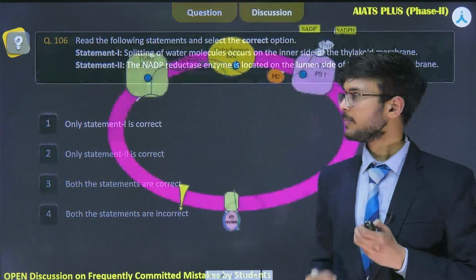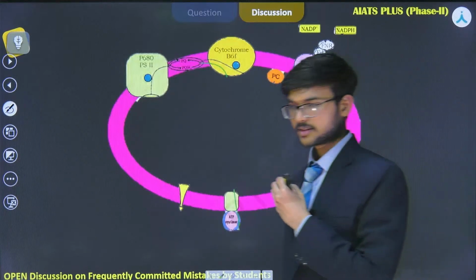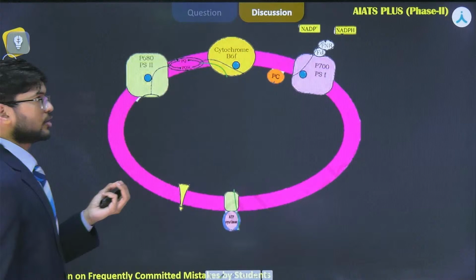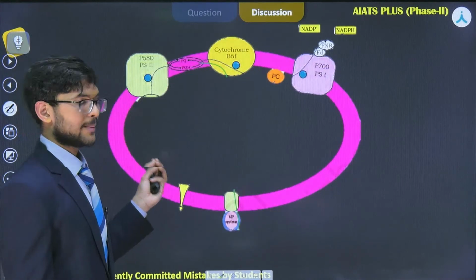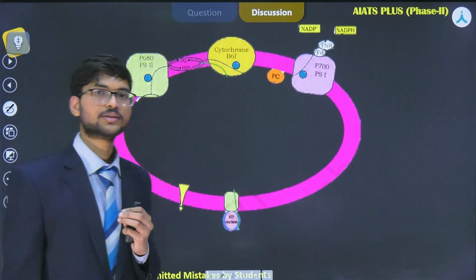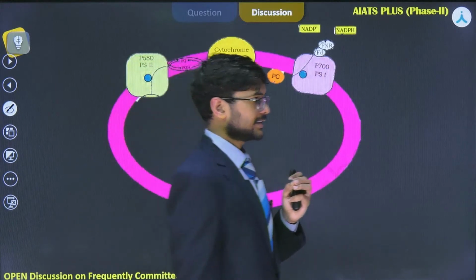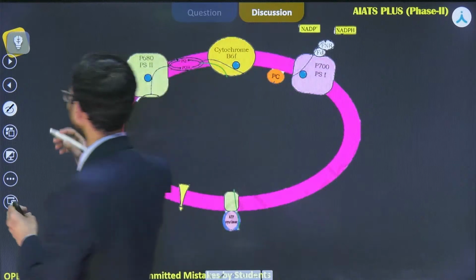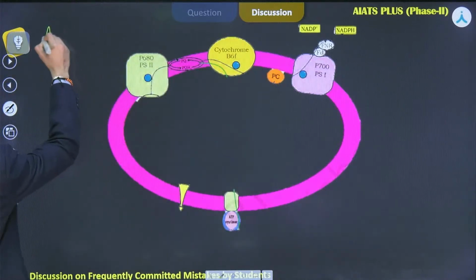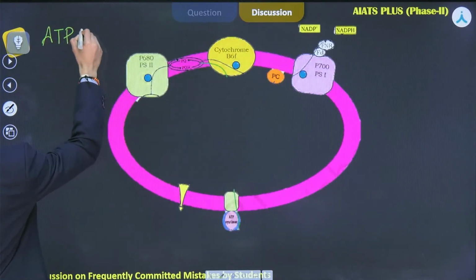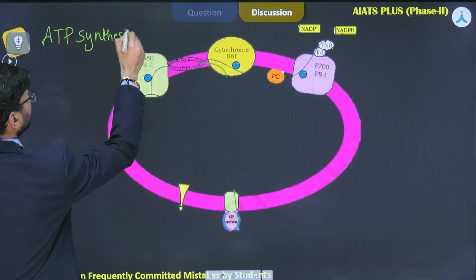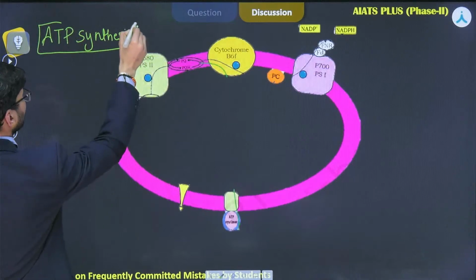Okay, so let's try to understand the chemiosmotic hypothesis so that we can give the correct answer for these statements. Now, this is the thylakoid membrane. There is a similarity between the chemiosmotic hypothesis and oxidative phosphorylation. The similarity is that both processes produce ATP. The common point and the main purpose is synthesizing ATP, okay.